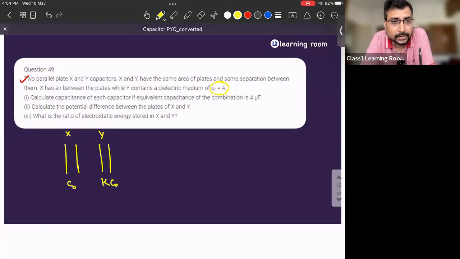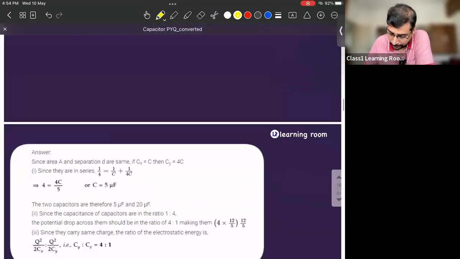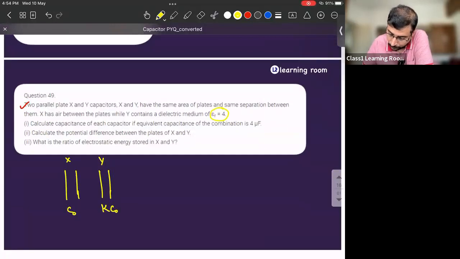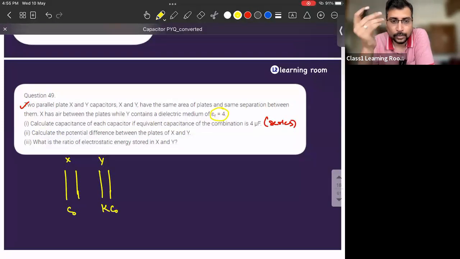Now calculate the capacitance of each capacitor if the equivalent capacitance of the combination is 4 microfarad. One minute. How are they connected? One thing that is not mentioned here is whether they are connected in series or parallel. The solution says they are connected in series. We'll take it as series. So if they are connected in series, what is going to be the equivalent capacitance? That's what we need to find.